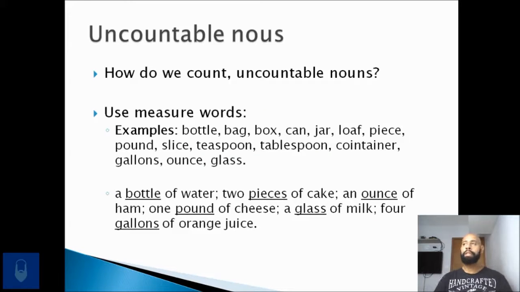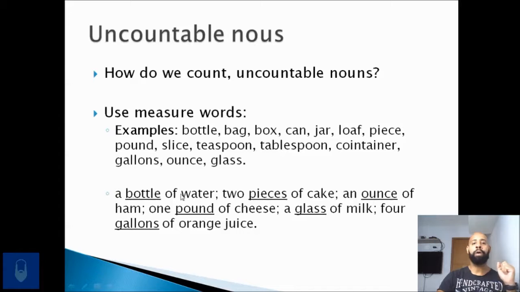So, se contáveis a gente pode contar 1, 2, 3, 4, 5 bolas, 5 balls, e incontáveis a gente não pode contar, water, for example, como a gente conta os incontáveis? How do we count uncountable nouns? Simples. We use measure words, ou seja, palavras ou coisas que dão quantidade, que dão volume. Então, we have bottle, bag, box, can, slice, teaspoon, tablespoon, container, gallons, ounce, glass. All these words, they have a quantity. Okay, so we can count these, not the uncountable noun.